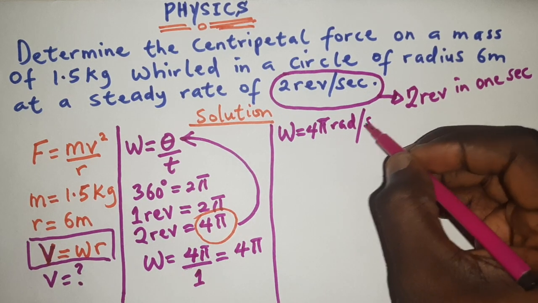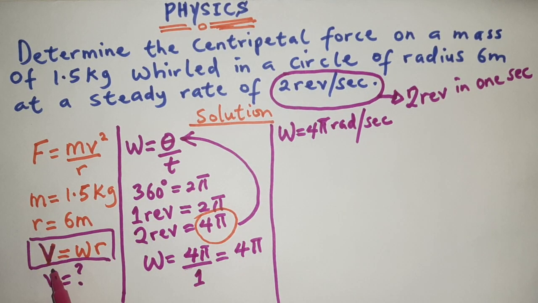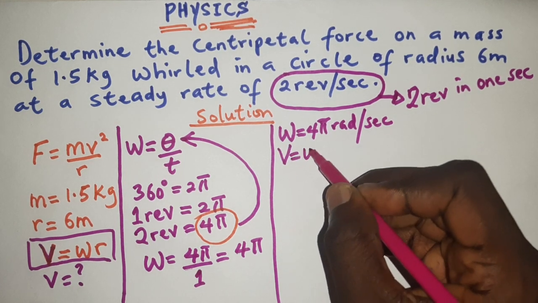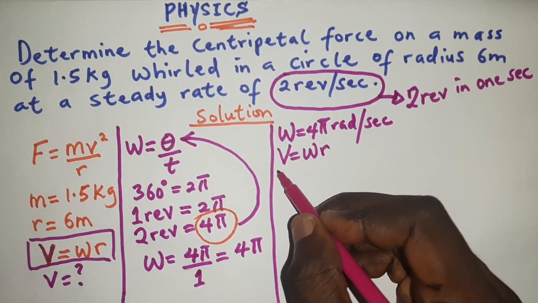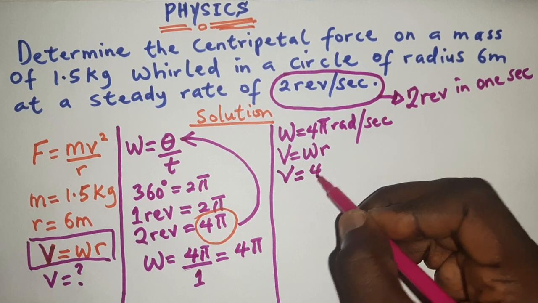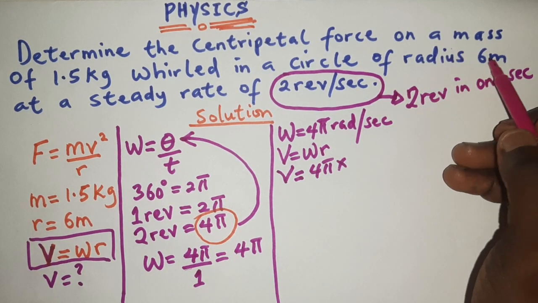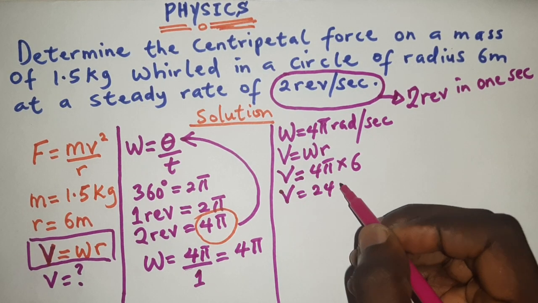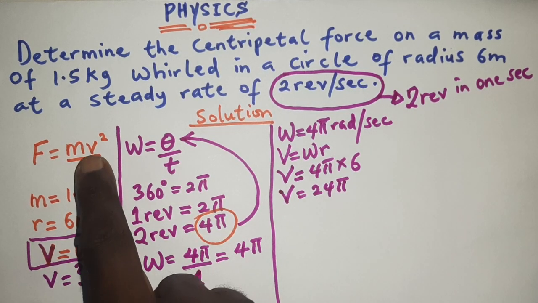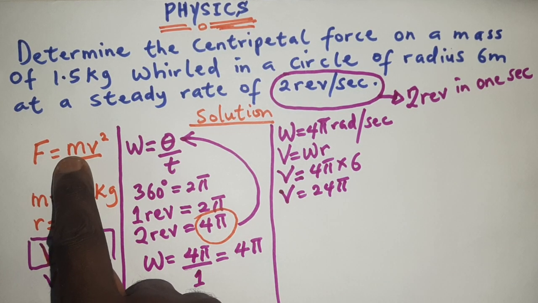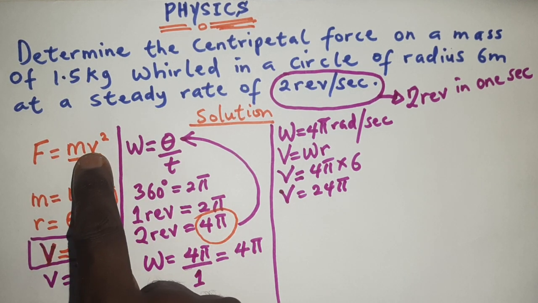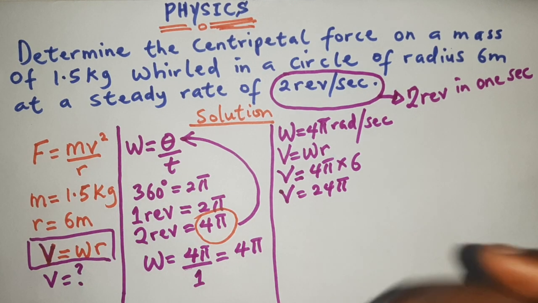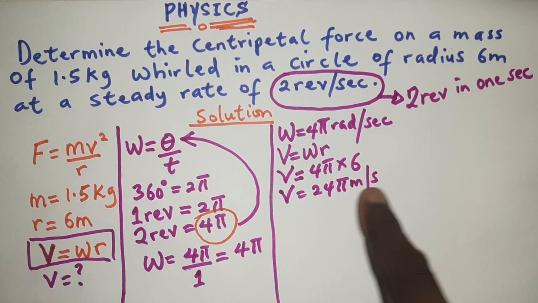So now we can find our linear velocity, v. Linear velocity equals the angular velocity times the radius. That will be 4 pi times the radius, which is 6. So the tangential velocity will be 24 pi. The linear velocity, or the tangential velocity, was the main issue here. So finally we have gotten it as 24 pi meters per second. That's the unit for the linear velocity.